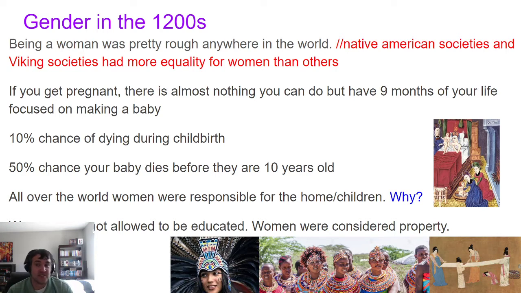I will say this, though. Native American societies and Viking societies treated women a lot better than other societies on planet Earth. If you were a woman in China, Japan, most parts of Europe, sub-Saharan Africa, for the most part, you weren't treated that great. There are some counterexamples. I can tell you about a Chinese empress. I can tell you about the Queen of England.